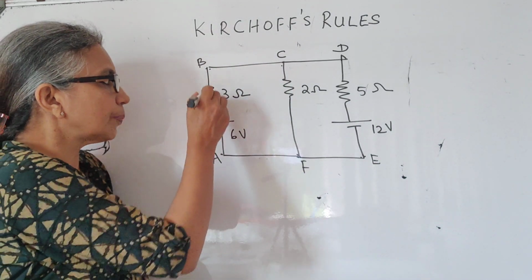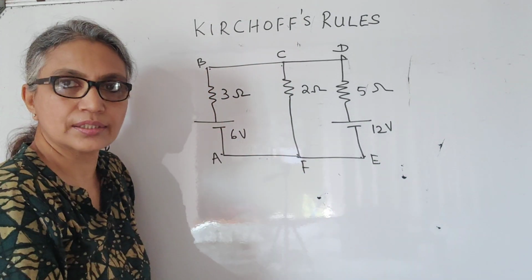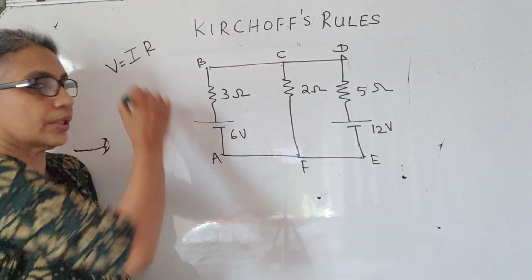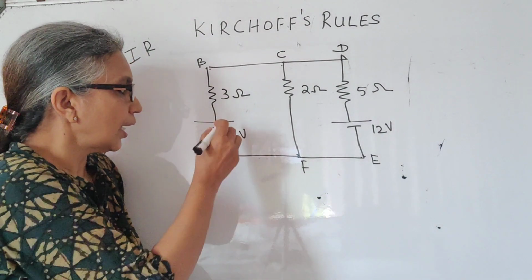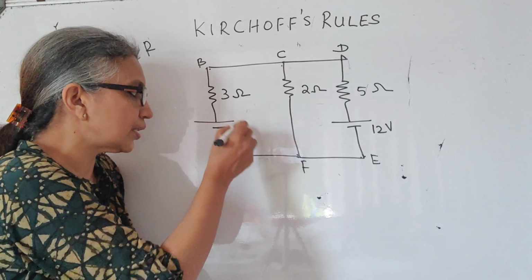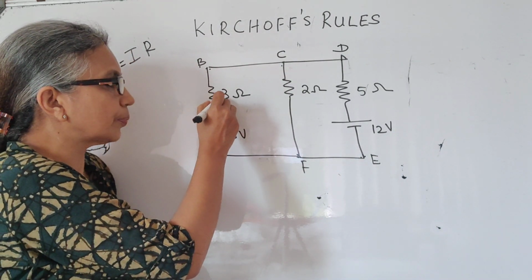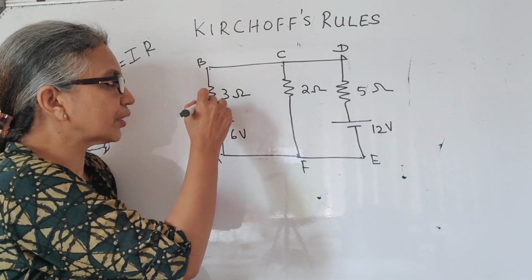So that means the potential drop across any resistor, the formula will be I into R is the potential drop V across any resistor. And the potential drop across a cell is directly given to you. 6 volt is given to you. So if you're talking about the potential drop here, we need to find the current here.